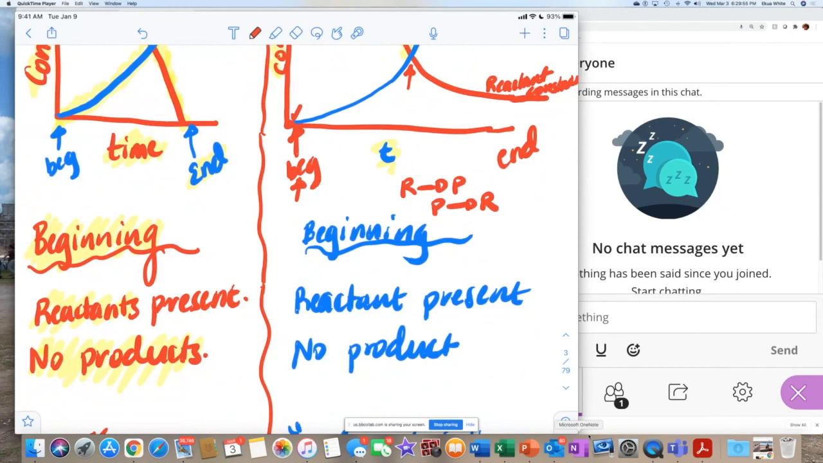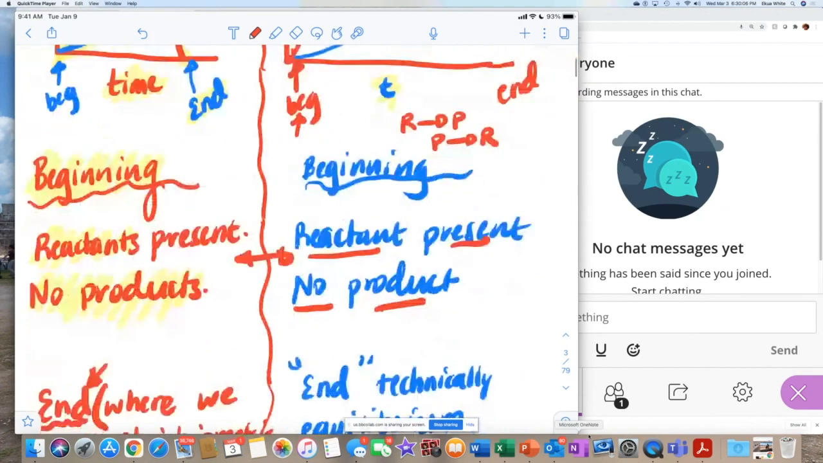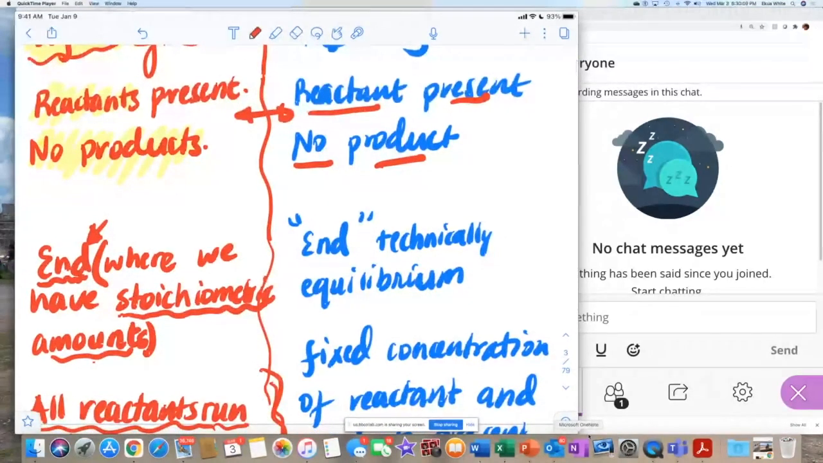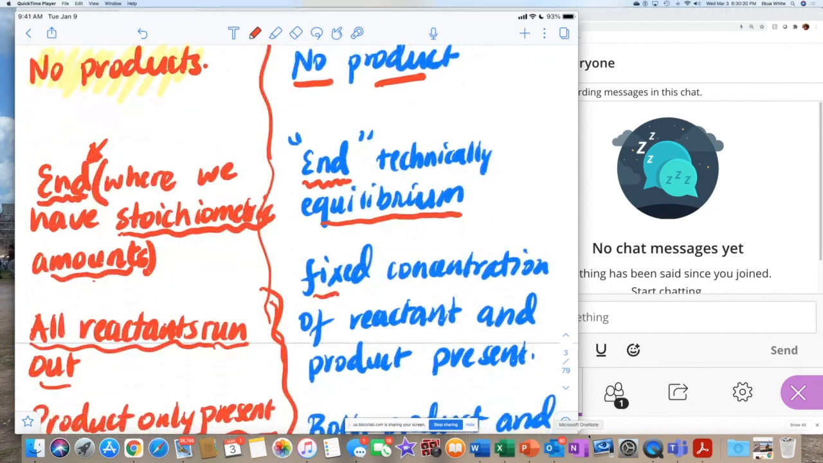So once again, when you examine this reaction in the beginning, you see a behavior like any other reaction. Reactants are the only parts that are present. You have no product. But what happens with time? What we call the end of this reaction is technically equilibrium, because we don't really have a true end of the reaction. It's just when we stop seeing a lot of changes. So technically, when we are at the end in the reversible reaction, we are at equilibrium. With the equilibrium, you will notice a fixed concentration of the reactant and the product present.